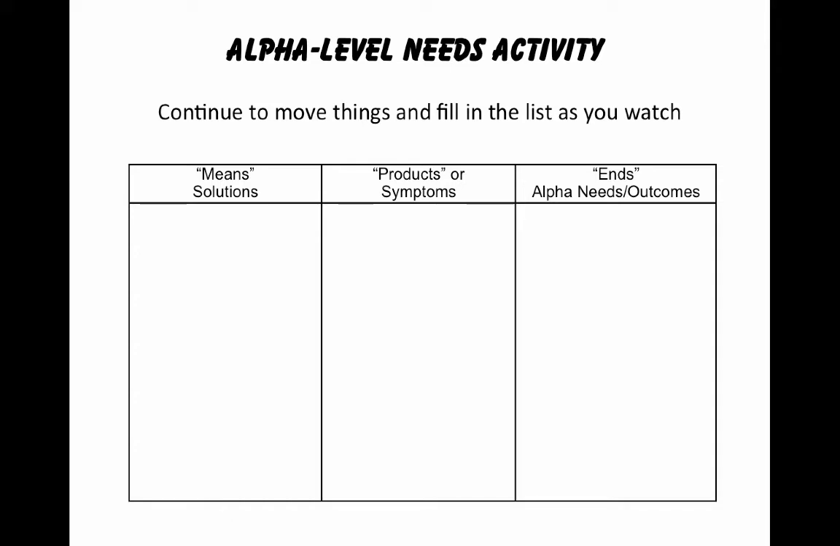Okay, we're back. What you're going to do now is to continue to move things as you watch. So, if you thought something was an outcome, but now you think it's a symptom or a product, you can change your placement of the words. See how your ideas shift as you watch the program.